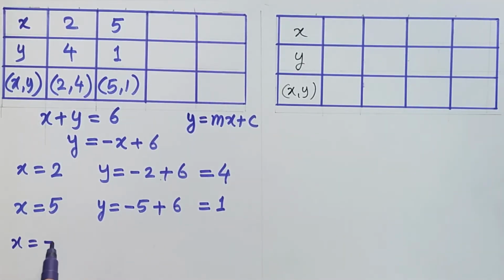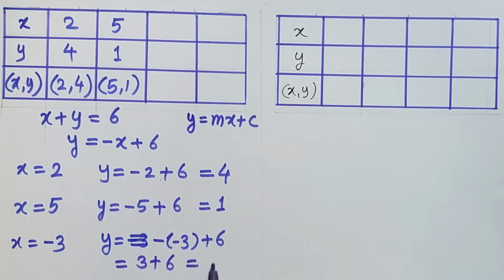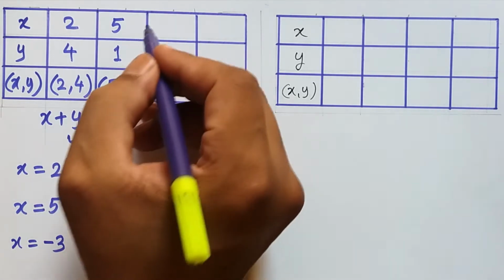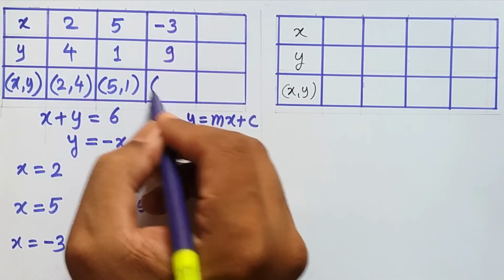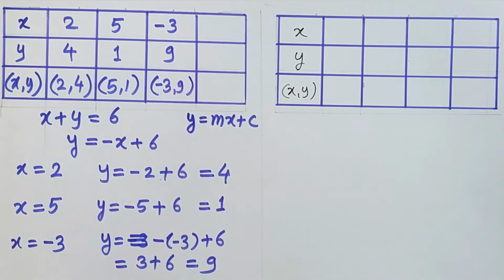Now take a negative value, suppose x is equal to negative 3. You can take any value of x, but take some values positive and some values negative. So we get here y is equal to minus of minus 3, but here the sign changes: in bracket minus 3 plus 6, this will be 3 plus 6, and 3 plus 6 will be 9. So we get here minus 3 and 9. This is the third point.